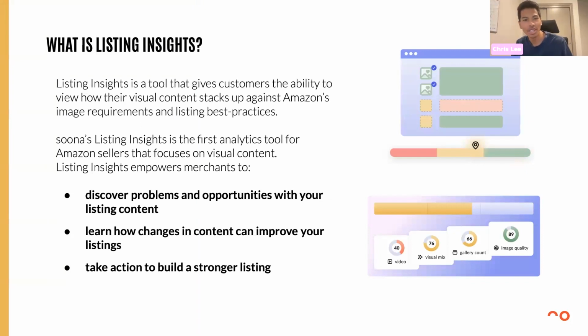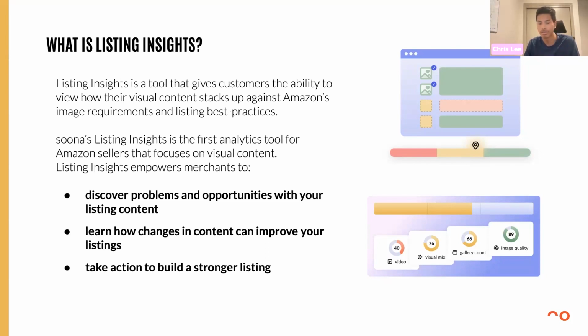All right. So what is Listing Insights? Listing Insights is a new tool, essentially allowing you to see how your visual content in your Amazon listings stacks up against Amazon's requirements and the listing best practices in general. Our main goal in our next phase is to begin to show you how visual content impacts sales, and how measuring and showing what kind of content you have on your listings can improve your sales over time.